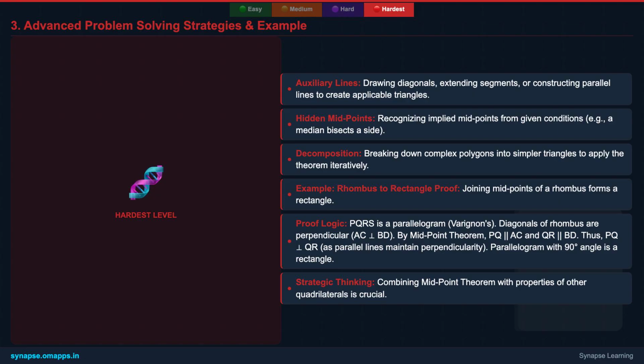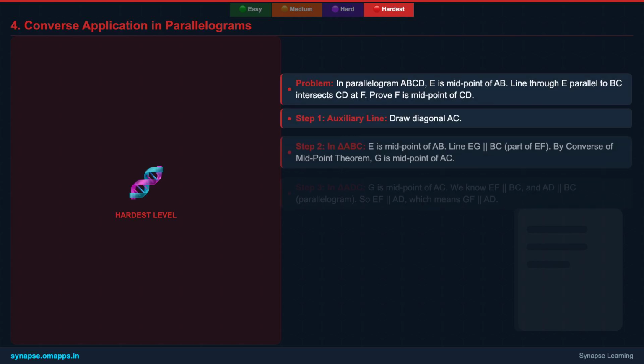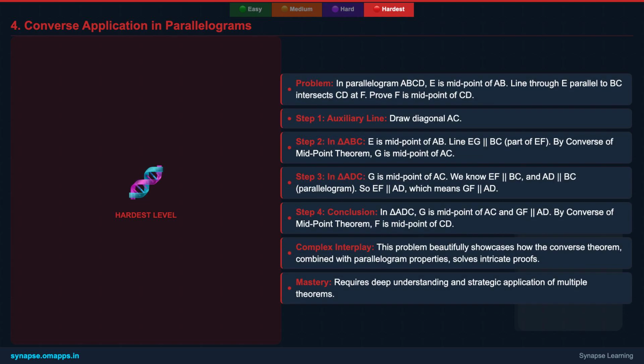For instance, proving that joining the midpoints of a rhombus forms a rectangle relies on the midpoint theorem and the property that diagonals of a rhombus intersect at 90 degrees, demonstrating a beautiful interplay of concepts. Consider this challenging proof. In parallelogram ABCD, E is the midpoint of AB. A line through E parallel to BC intersects CD at F. Prove that F is the midpoint of CD.